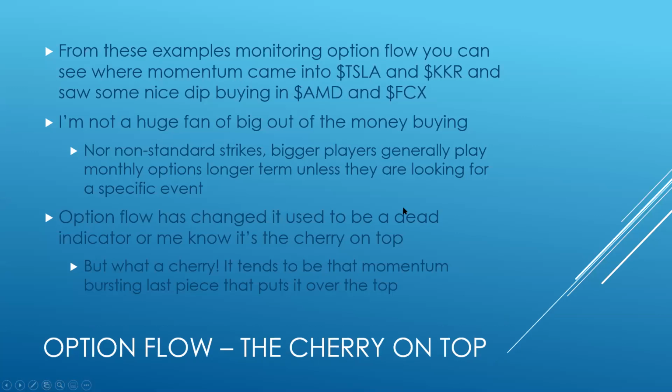So from these examples, monitoring option flow, you can see where momentum came in, right? And that's what we're looking for when I'm looking for a quick trade during the day. Momentum coming into Tesla, long or short, came into KKR. Then you saw the bigger dip buying in names like AMD and FCX. This is things I look for. You look for the setups, you look how this sets up with the option flow, and it tells you where you should be trading. It helps give you another piece.